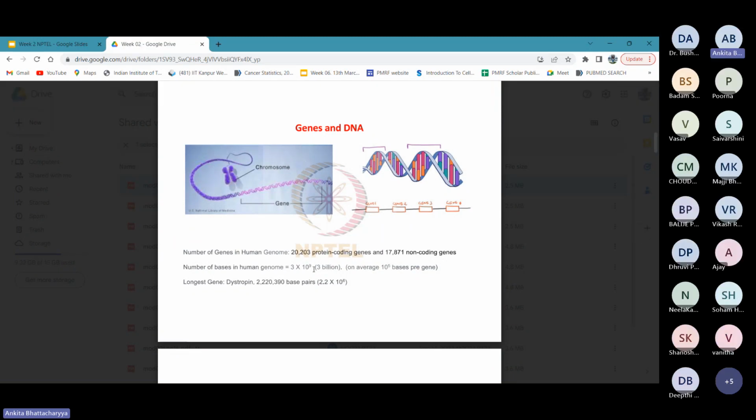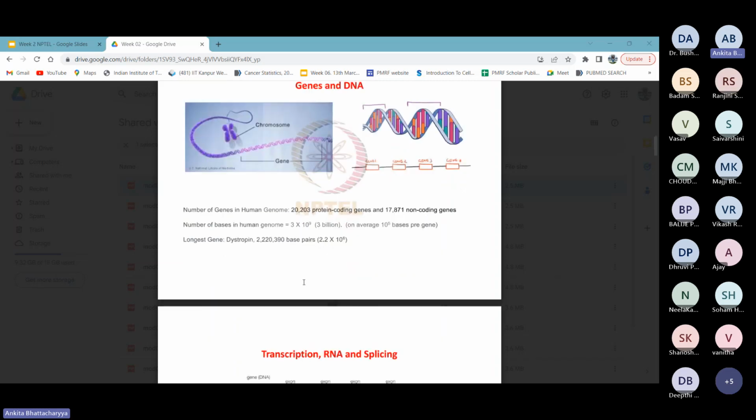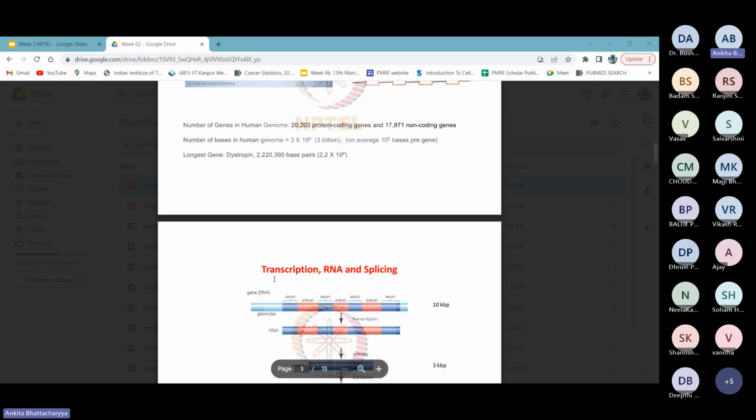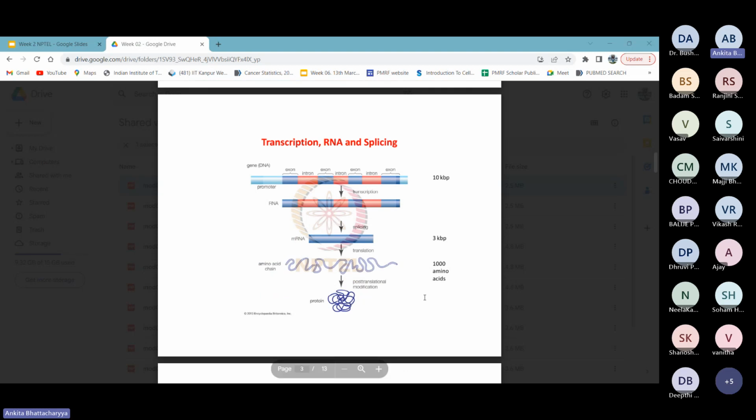Okay, so coming back here, in the lectures it was discussed the number of genes in the human chromosome that are present, how many of them are coding and non-coding, and the approximate number of bases in the human genome, which is near about 3 billion because it is an average number. Then the longest gene among them was dystrophin, which has approximately 2 million base pairs. And then we finally come to the process of transcription.